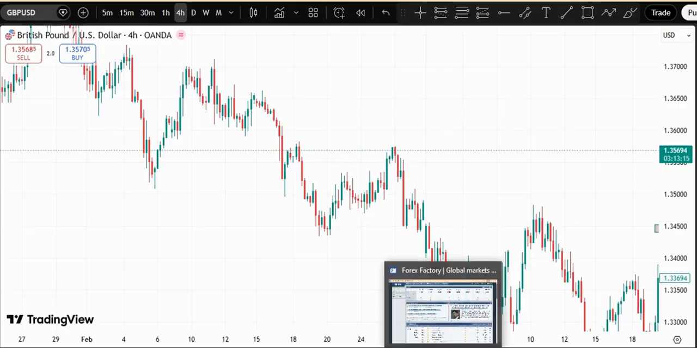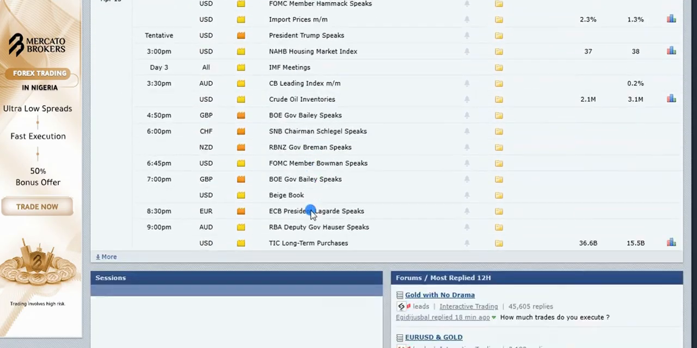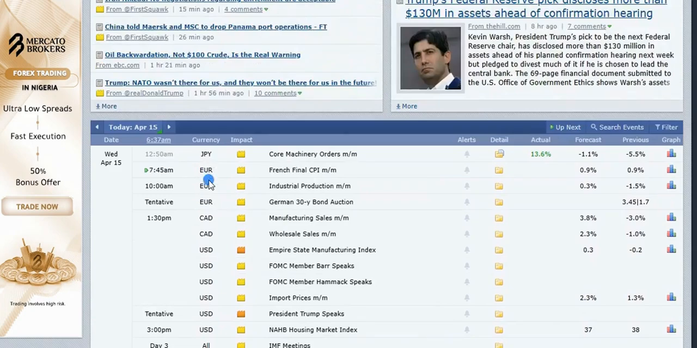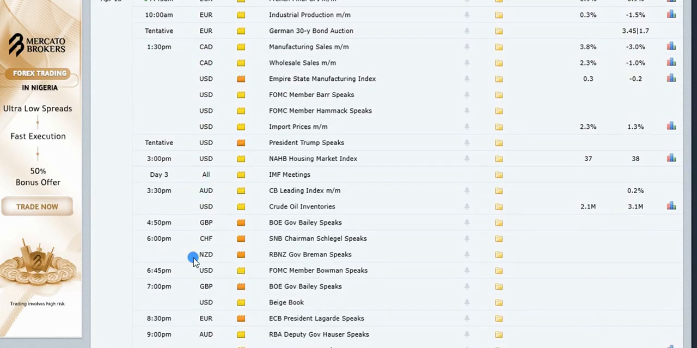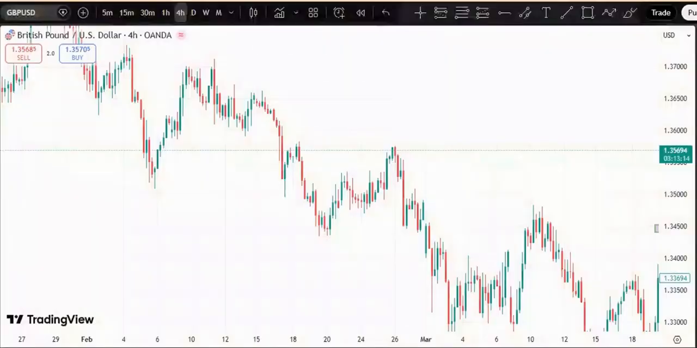As usual, we have to go first to the fundamentals to see what major news you have to expect later on in the day. Remember, you are focused on United States dollars, which is USD. And for today, Wednesday, the April 15th, we don't really have any major news coming up from the United States dollars. So that means we are going to go on our technical aspect.